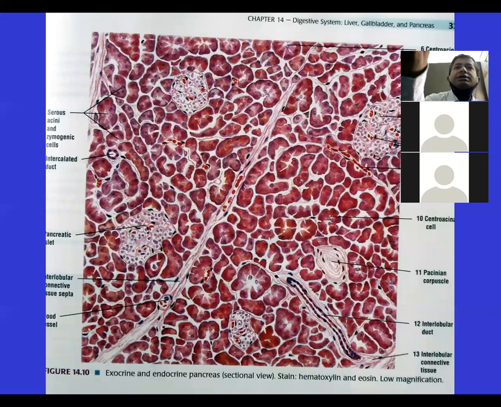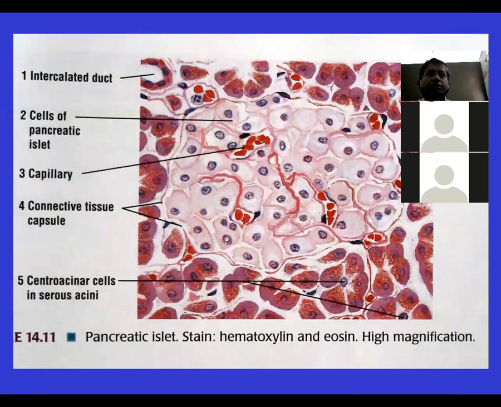The remaining part is the serous acini. This is the serous acini exocrine part and the islets of Langerhans. These islets of Langerhans secrete glucagon, somatostatin, and insulin. So that is about the histology part. Same here, higher magnification of the pancreatic islet.